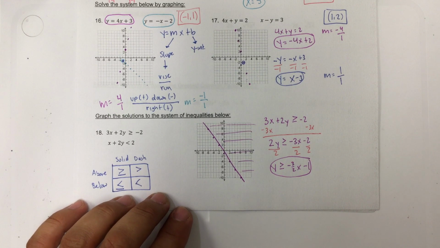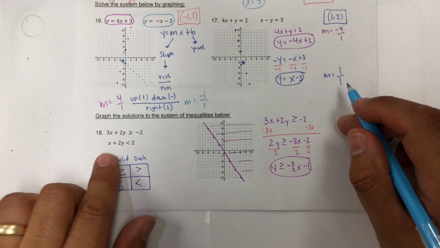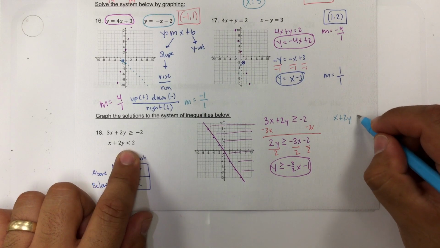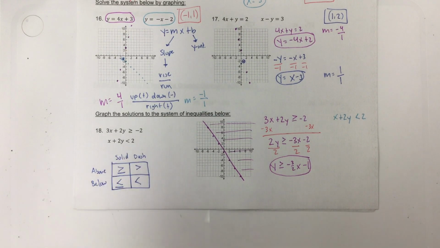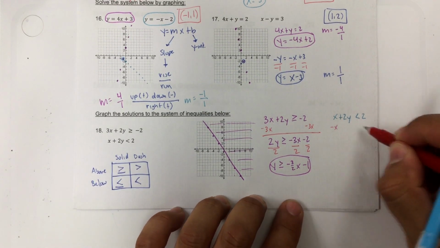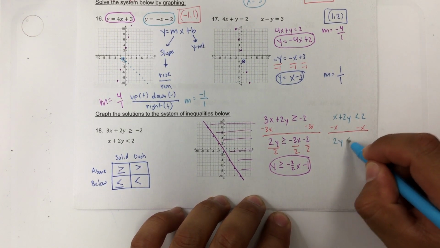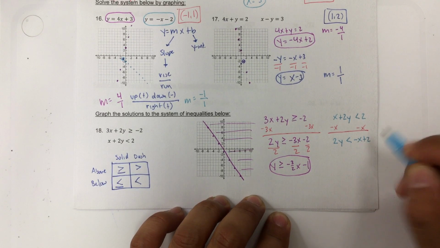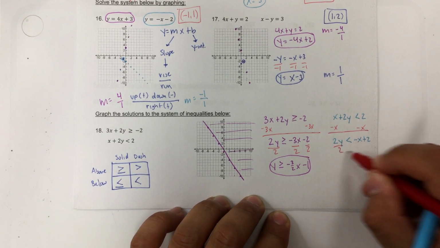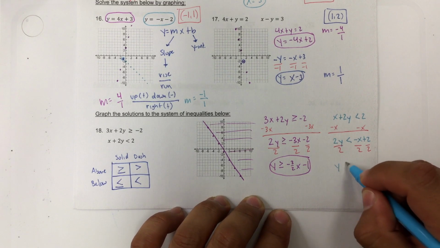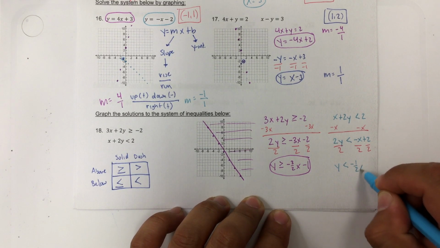All right, let's go and do the next line. So the next line is going to be x plus 2y is less than 2. So again, we're going to solve for y, so let's go ahead and subtract x from both sides. 2y is less than negative x plus 2. Divide by 2. Again, if we were to divide it by a negative number, we flip the sign. This time we did not, so we don't worry about it.